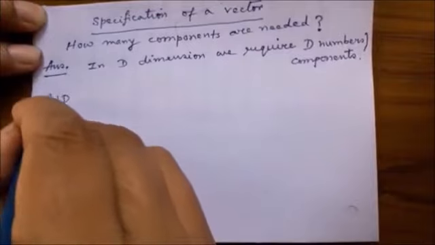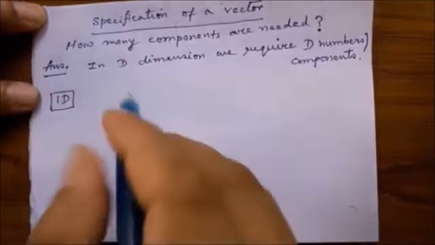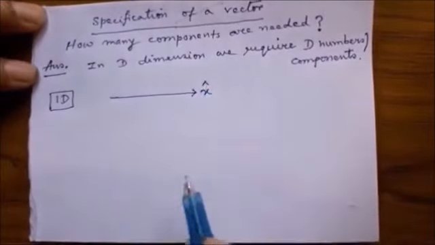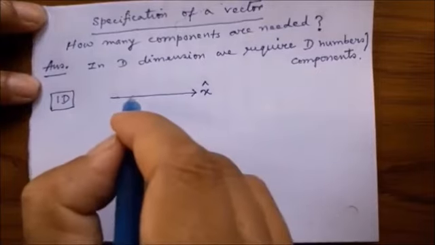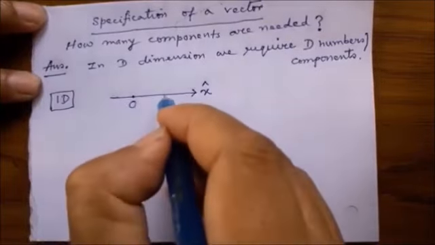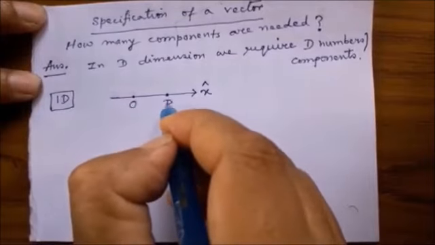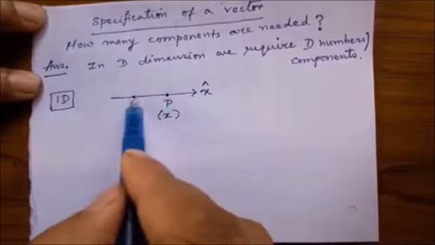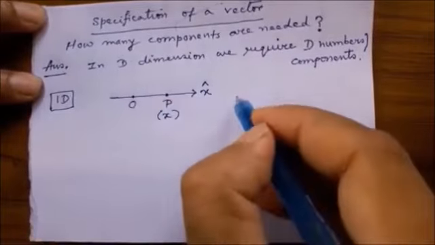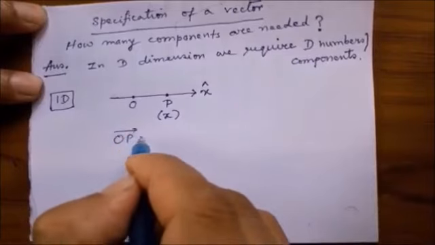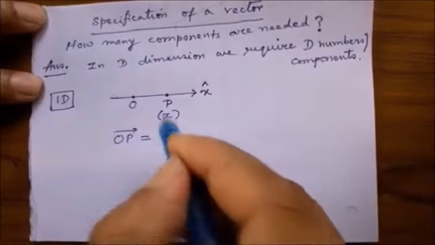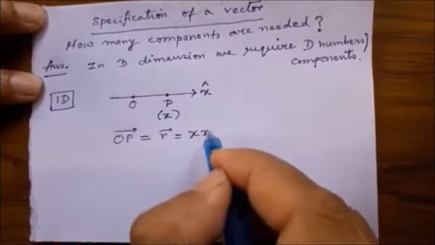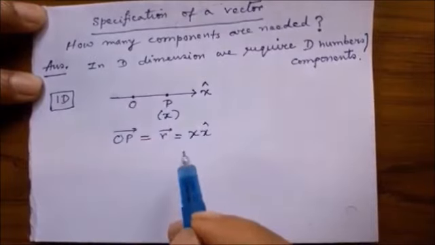First, let us think of one dimension. So, this is x-axis denoted by x cap or x hat. Suppose this is the origin, and we consider a point P here, and the coordinate of the point P is x. So this distance is x, and we can write it as vector OP is equal to vector R. This is vector R, and this is actually equal to x into x hat. So this is how we write it.